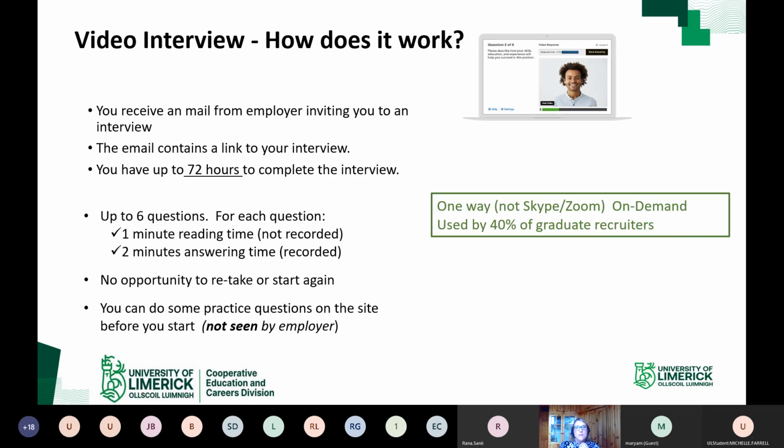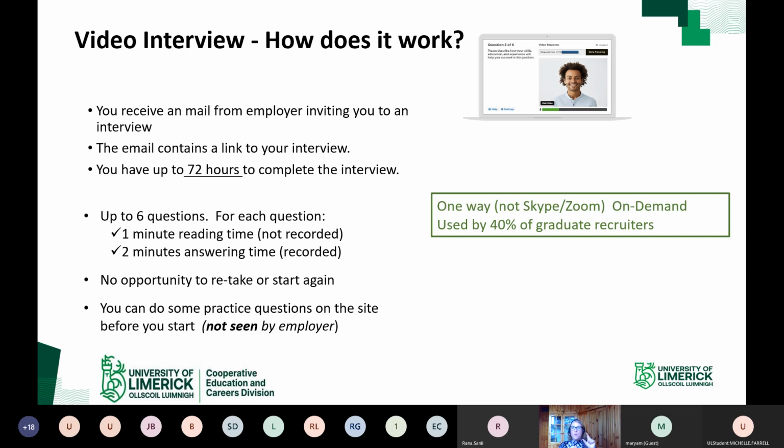So how it works. I guess the first thing to say is, as I mentioned, the likes of Skype and Zoom would be a live interview. So we wouldn't consider those video interviews per se, in the same way a recorded video interview is very much where you are recording and submitting a video of yourself. Skype and Zoom will allow you to engage interactively with the recruiter and with the interviewer.